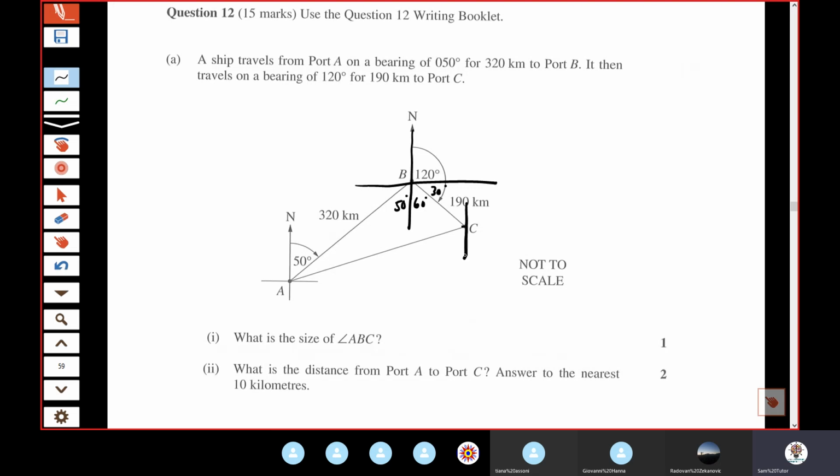You guys know what I do there as well. I will draw that. And then the question says, what is the size of angle ABC? I've already solved it. Hasn't that been the case every single time I've done this? I've always solved it before I even read it. The answer is 110 degrees.